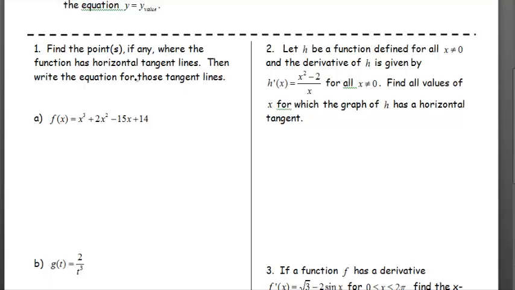All right, well, if there are horizontal tangent lines, then we know the equation is going to be y equals whatever the y coordinate is of the point of the horizontal tangent. So that should be pretty easy. All right, if we're going to have a zero slope, let's find the derivative and set it equal to 0.